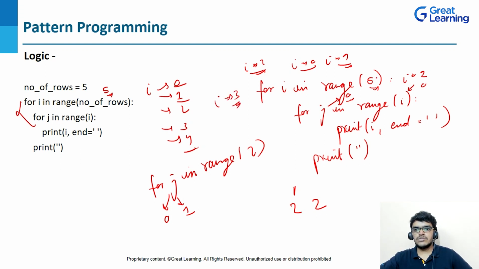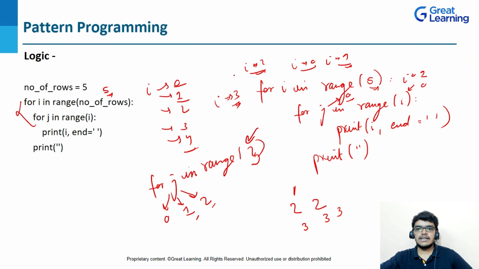So when i is equal to 3, then here it will go 3, right? So my j will be taking 3 values: 0, 1 and 2. So for j equal to 0 it will print i. So the i value is 3, it will print i, and then I will be getting a gap. Then once again for 1 it will print 3, and for 2 it will print 3.